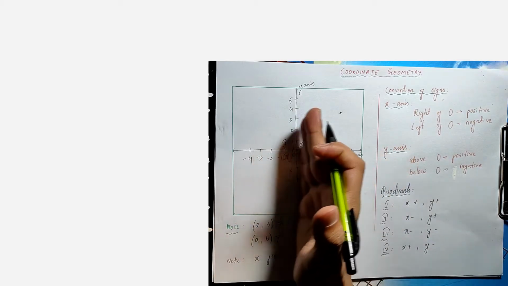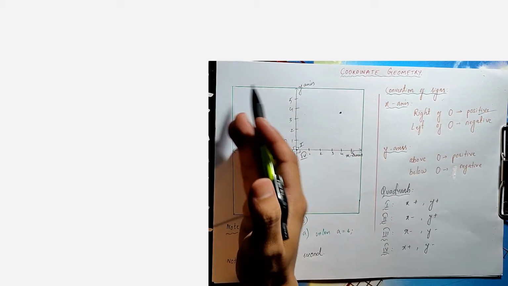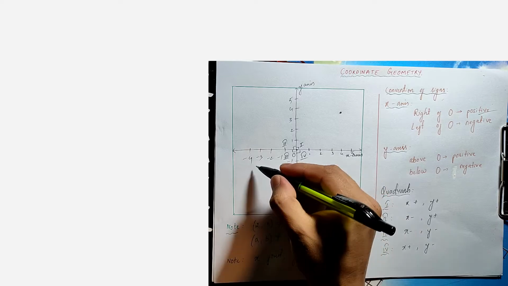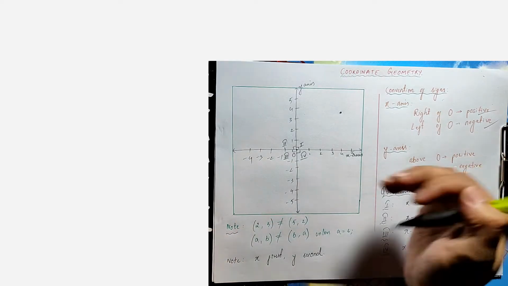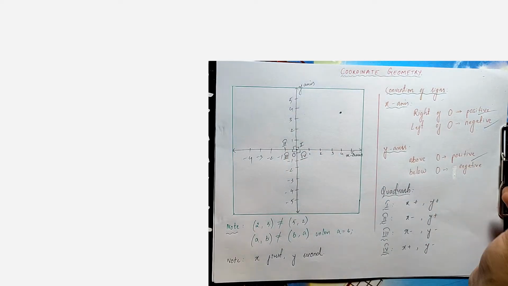So remember, on the right hand side of the origin along the x-axis it will be positive, and on the left hand side of the x-axis it will be negative. On the top of the y-axis it will be positive, and at the bottom it will be negative.